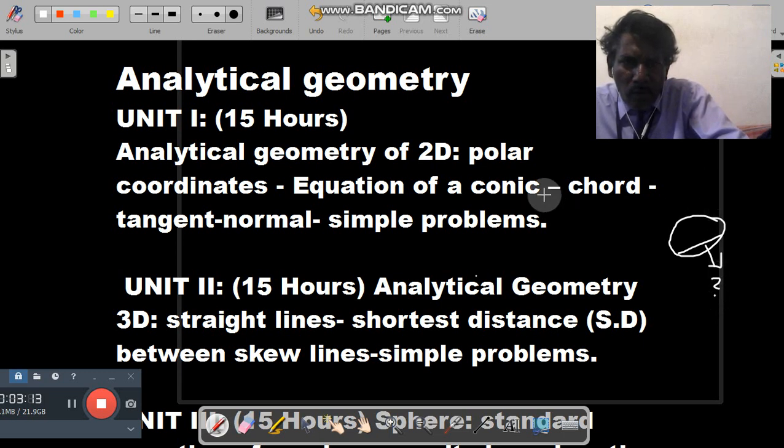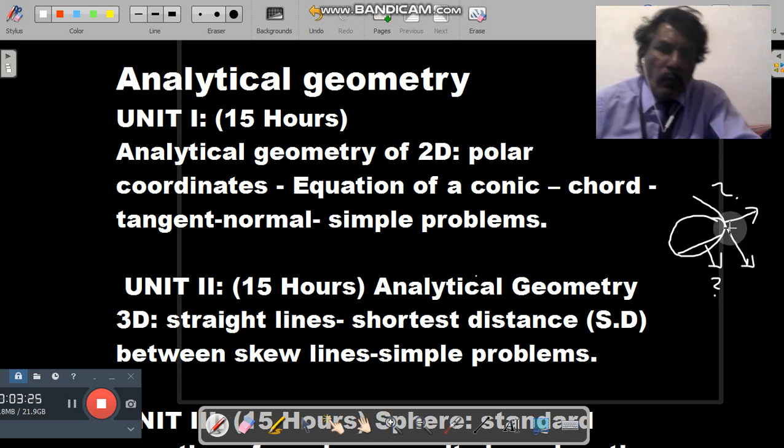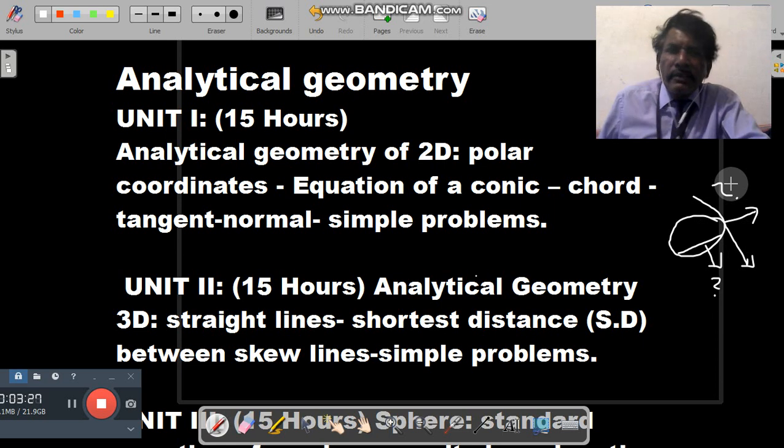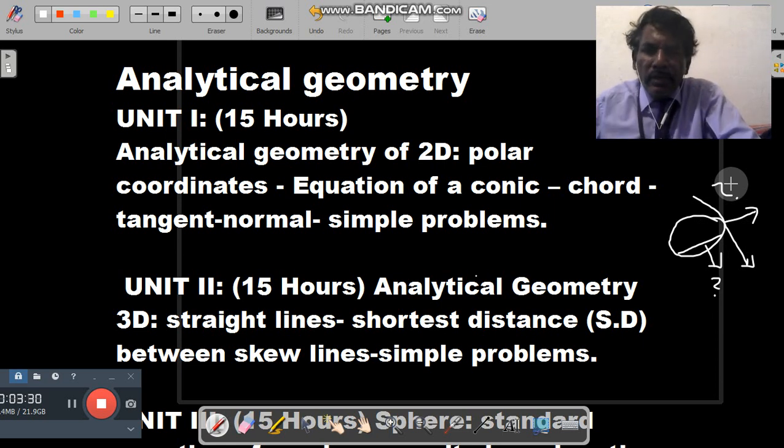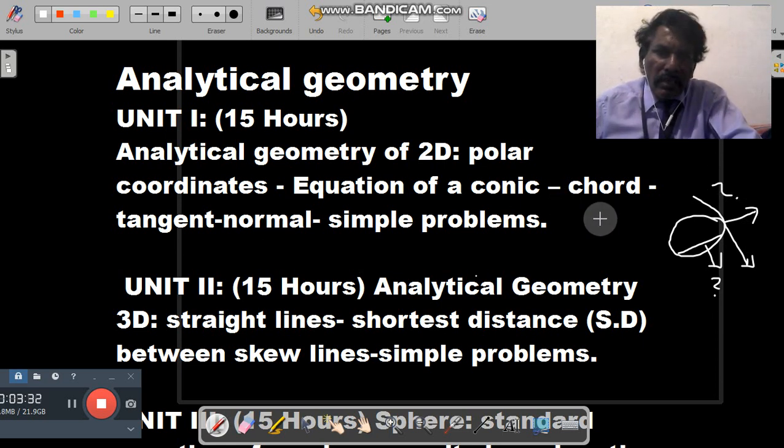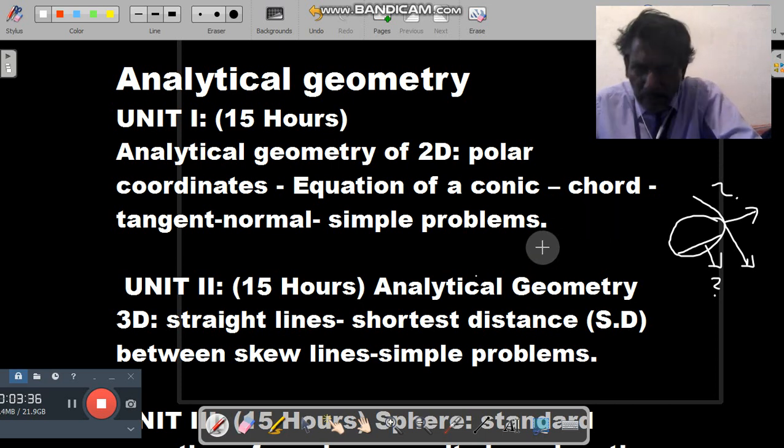Similarly, what about the conic section? So this is a conic section. What is the equation of the tangent and the equation of the normal? All this we are going to discuss in our syllabus journey.